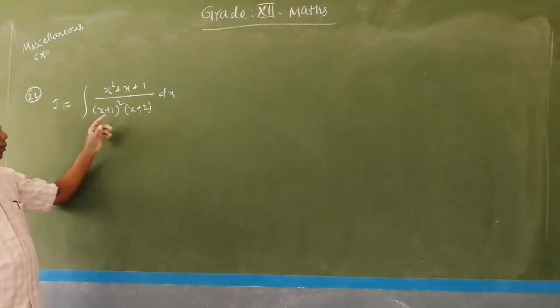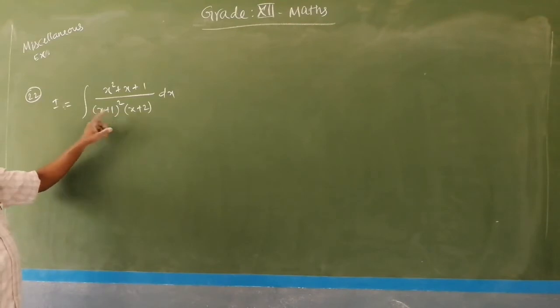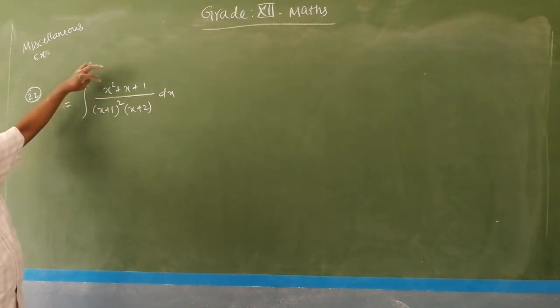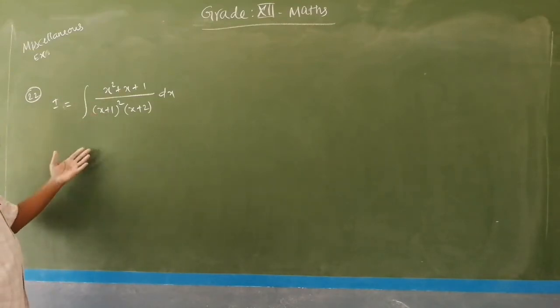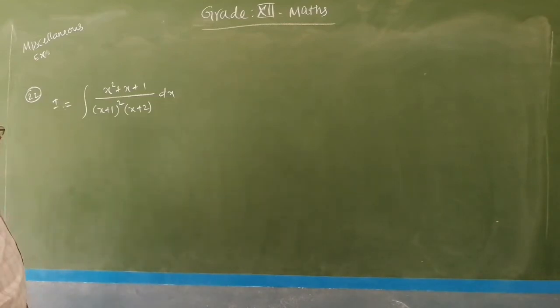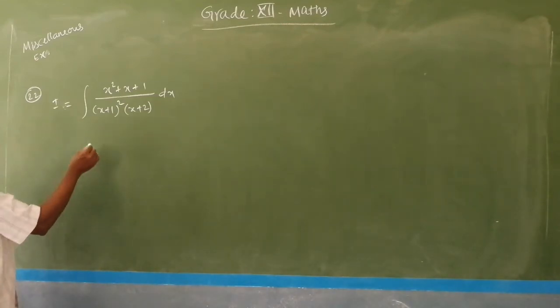The highest power of the denominator here is x cube, whereas the highest power of the numerator is x square. So it is not necessary to divide the numerator by the denominator, it is a proper fraction. So we can use partial fractions.